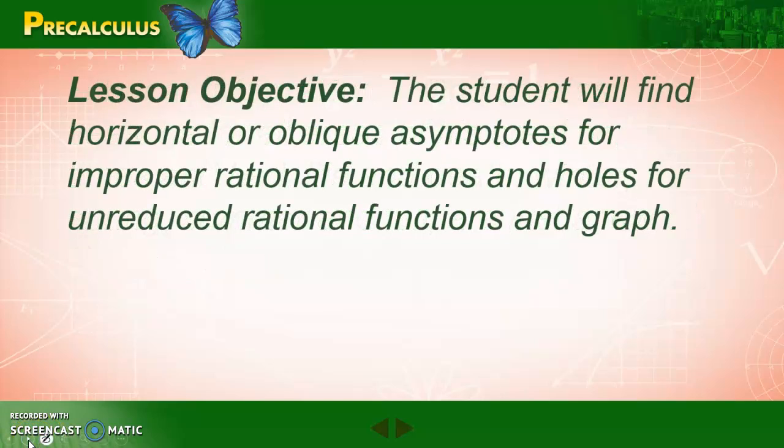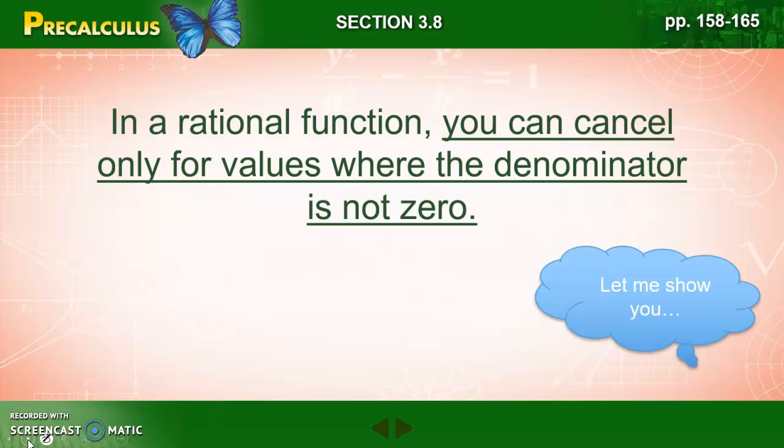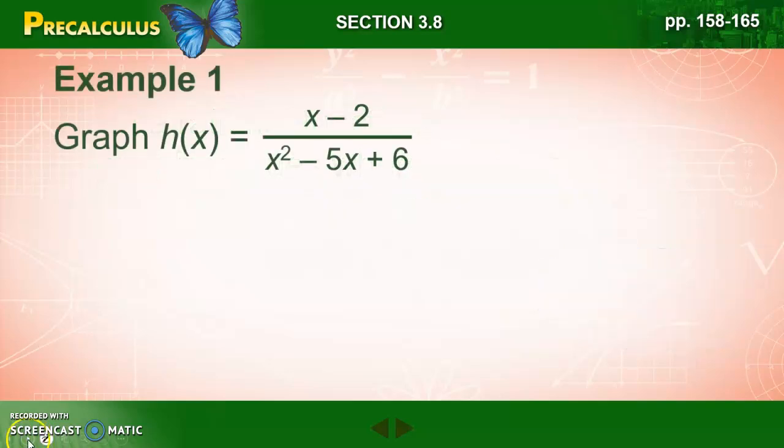Our lesson objective for today is that you, the student, will find horizontal or oblique asymptotes for improper rational functions and holes for unreduced rational functions and graph. In a rational function, you can cancel only for values where the denominator is not 0. So let me show you what that looks like.